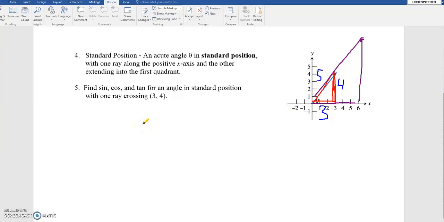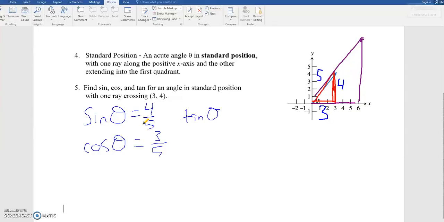Okay. So if I want to find sine of theta, sine of theta would be opposite over hypotenuse. That's going to be 4 over 5. Cosine of theta is adjacent over hypotenuse. That's going to be 3 over 5. And tangent of theta is opposite over adjacent. So that would be 4 over 3. Okay, so again, just kind of a repeat of some of the things we did in our first video, but maybe we're describing things in a slightly different manner.